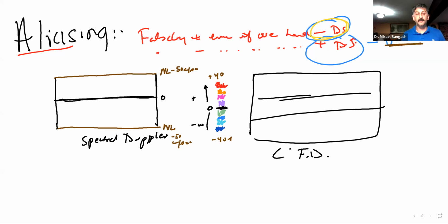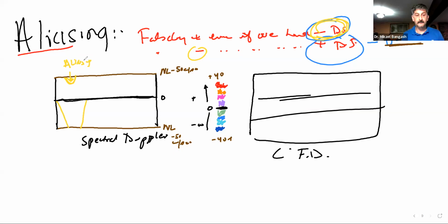Now, where we, for instance, had a negative Doppler shift, we will actually also see a falsely positive Doppler shift. This fellow here is going to be aliasing.